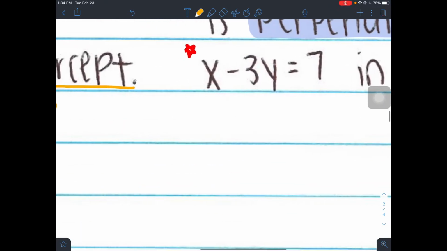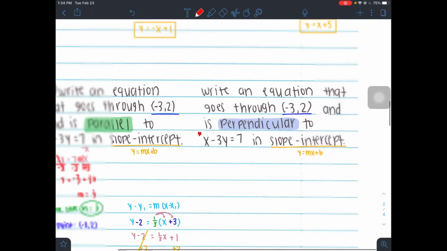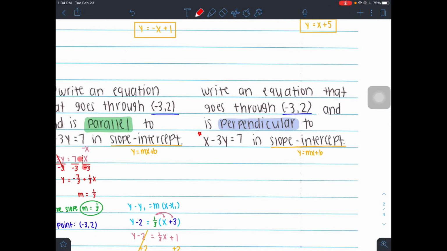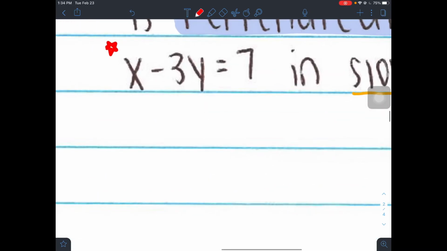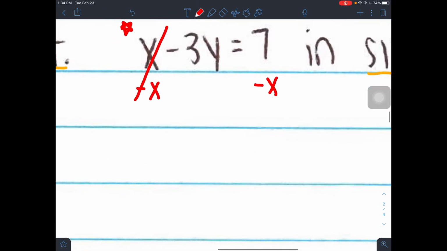Now, we already did this in the last problem, but we're going to go ahead and do it again as practice. We do not know the slope of this equation, right? If I want to create a new equation, I have to know what slope I need to use. But right now, the slope is not present because I don't know the slope of this line. So just like the last problem, we're going to subtract x on both sides to get y by itself. Negative 3y equals 7 minus x.